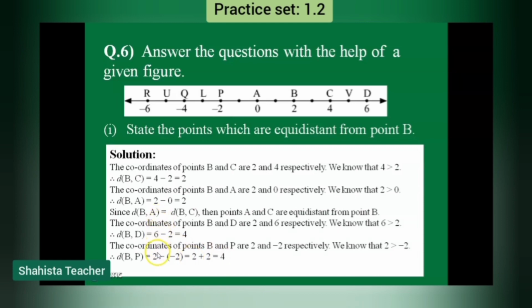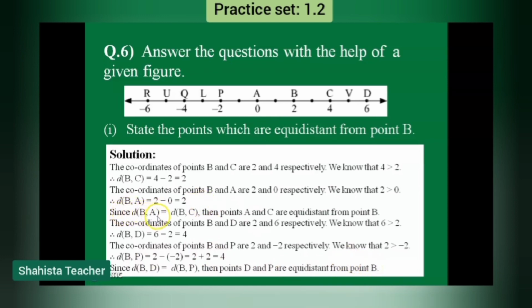Since distance of BD is equal to distance of BP, D and P are equidistant to B. Is that clear? D and P are equidistant from point B. Is that clear? We have to write the same here.